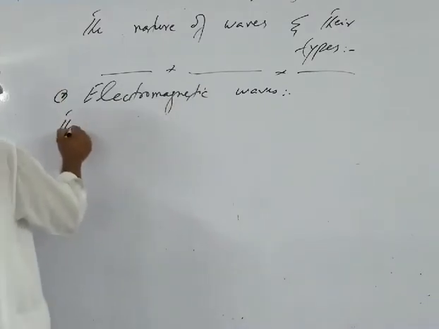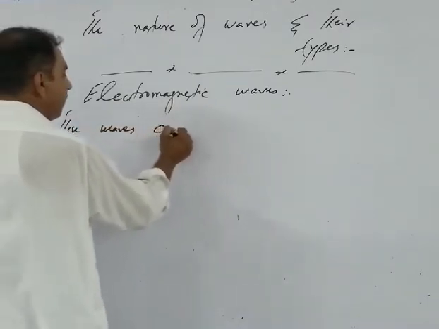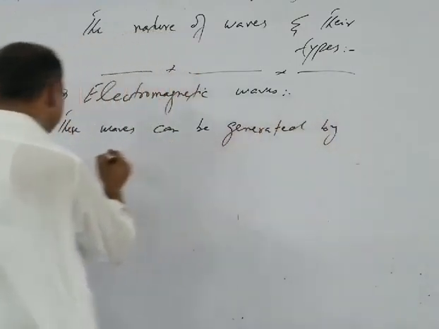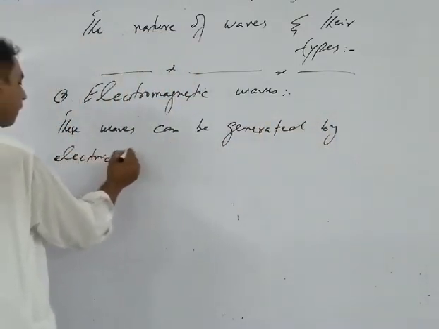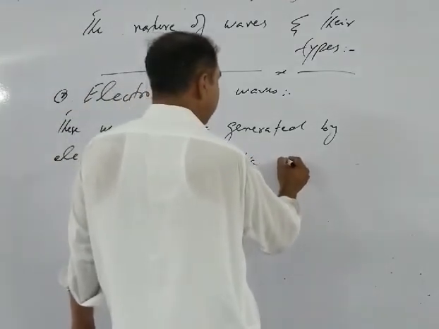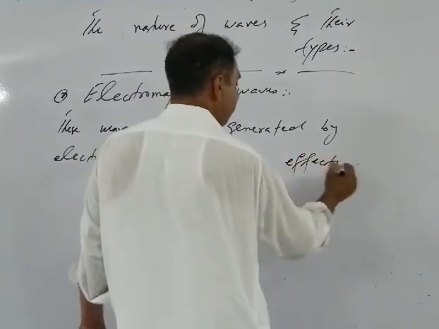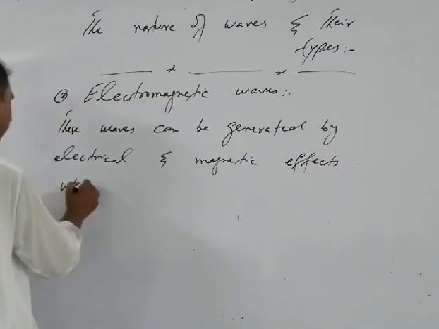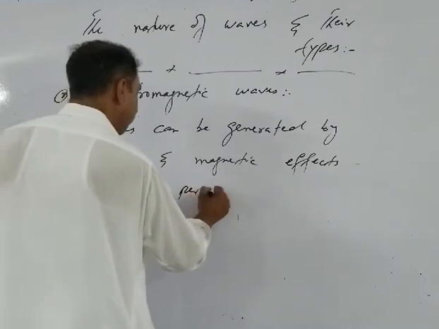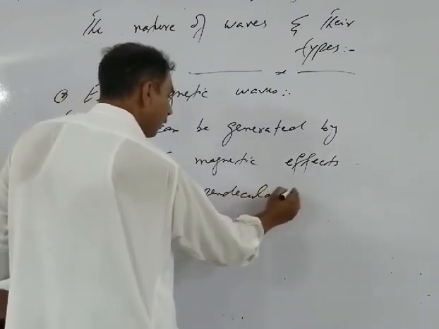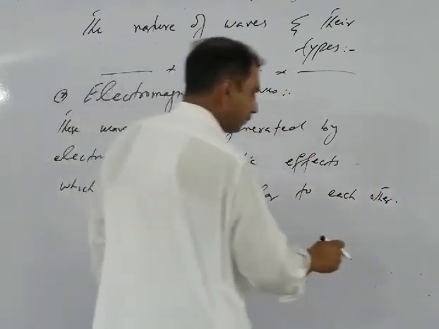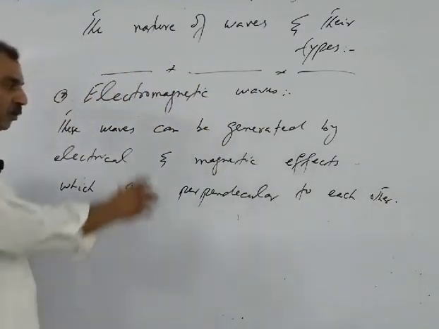So these waves can be generated by electrical and magnetic effects, which are perpendicular to each other. Which are perpendicular to each other.